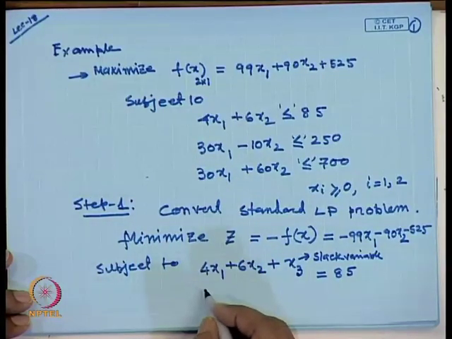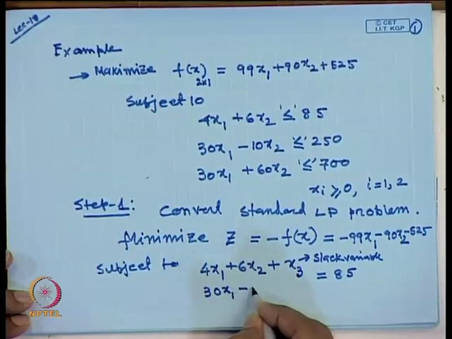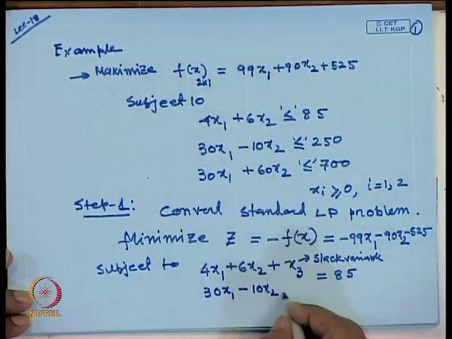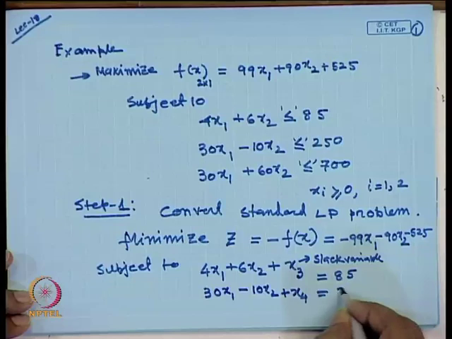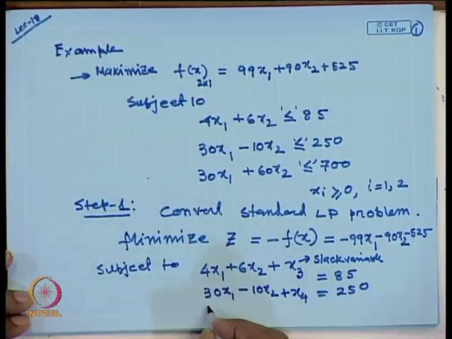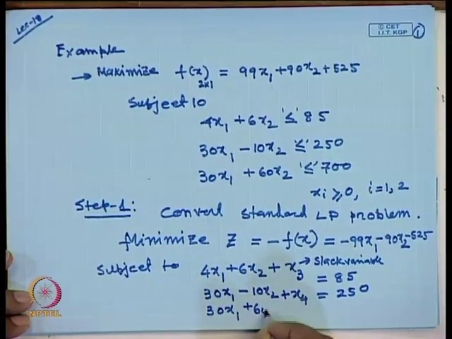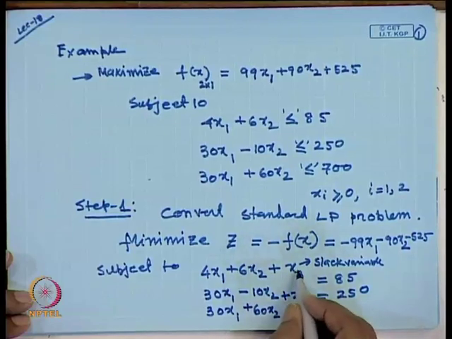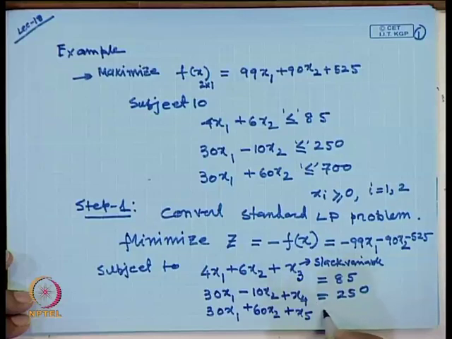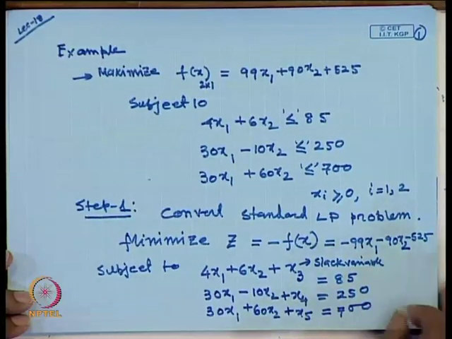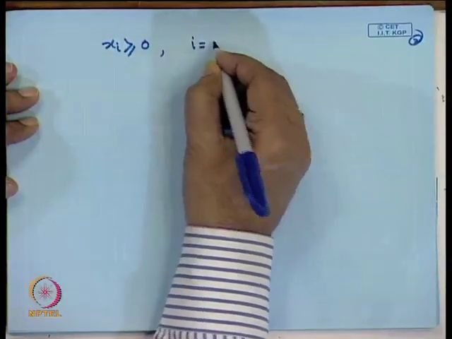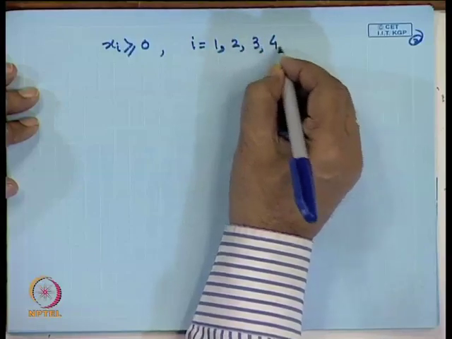We have converted the first one. The second one is 30 x1 minus 10 x2 is less than 250, so we add another variable, x4, equal to 250. And the last inequality is 30 x1 plus 60 x2 is less than 700, so we add another slack variable, x5, equal to 700. Each slack variable is greater than or equal to 0, with the constraints that xi is greater than or equal to 0 for i equal to 1, 2, 3, 4, 5.